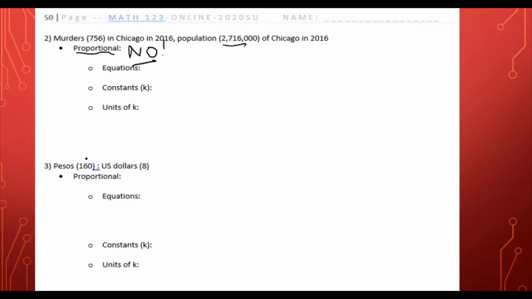Okay, for 3, pesos, 160 pesos to 8 US dollars. Is it proportional? And the answer is, well, if I double my pesos, would I double my dollars? And the answer is yes. This is a proportional relationship. So can I make 2 equations? The answer is yes, and let's make them. So start with either 8 over 160 or 160 over 8. So I'll start with 160 over 8, pesos to dollars. And I'm going to use P for pesos and D for dollars.